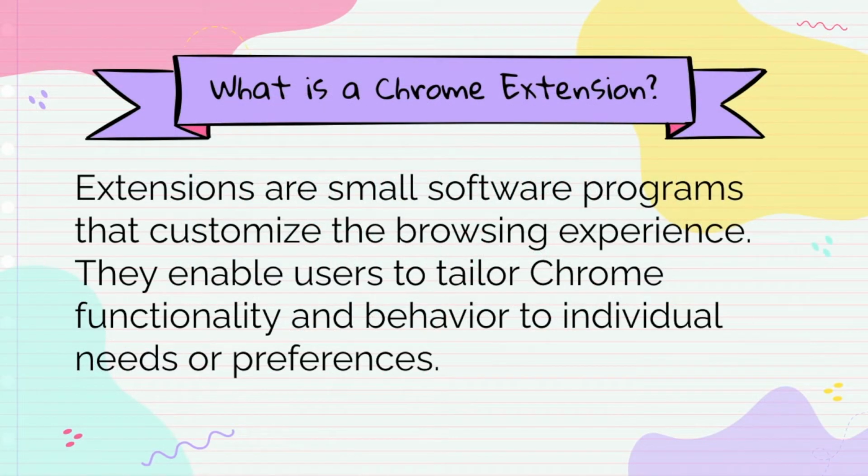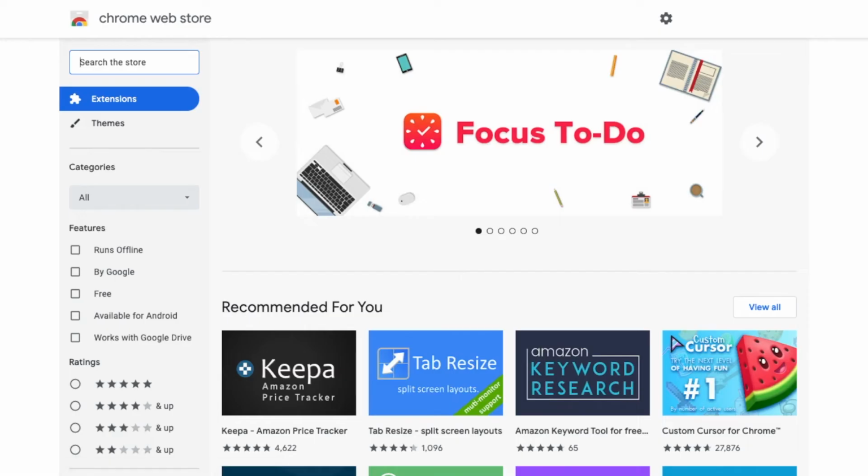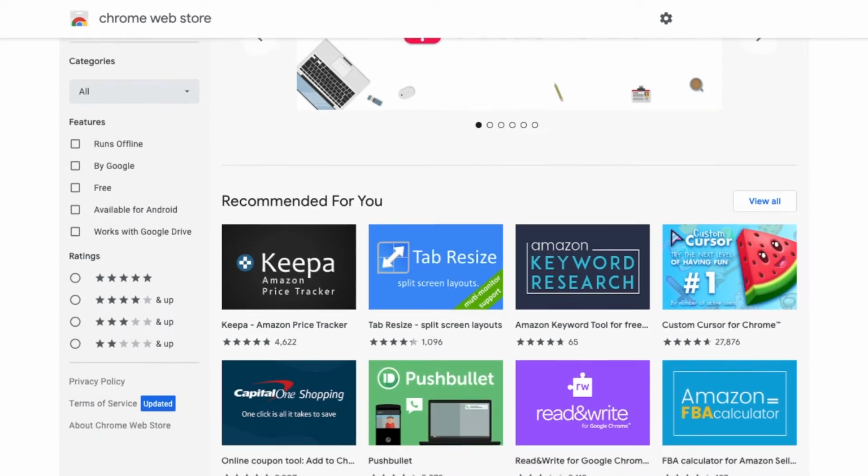So, what is a Chrome extension? Extensions are small software programs that customize the browsing experience. They enable users to tailor Chrome functionality and behavior to individual needs or preferences. So, how do we access these extensions? All you need to do is go to the Chrome Web Store. All extensions are available there, as well as custom themes you can add to your browser.